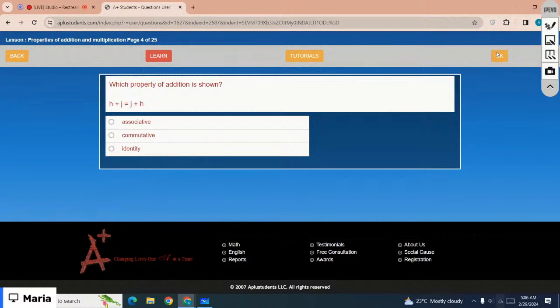Which property of addition is shown? H plus J equals J plus H. Yes, very good. That is the commutative property.